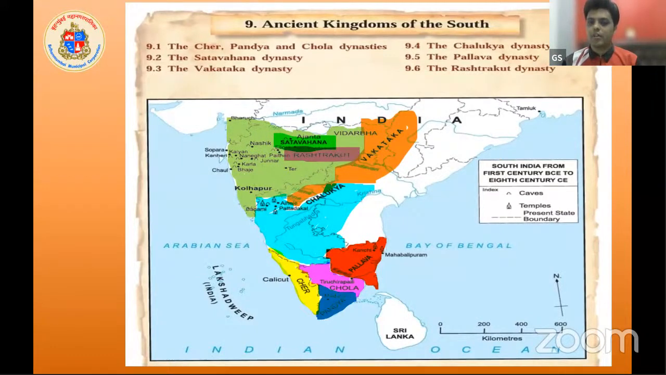In the second lecture, we got information about the Chalukyas in 9.4. In 9.5, we got information about the Pallavas, the Pallava dynasty. And lastly, we got information about the Rashtrakuta dynasty. And after completing all these points, it was described that in the last session, it will be an interactive session. You students will be given a chance to express your opinions, to give your answers.